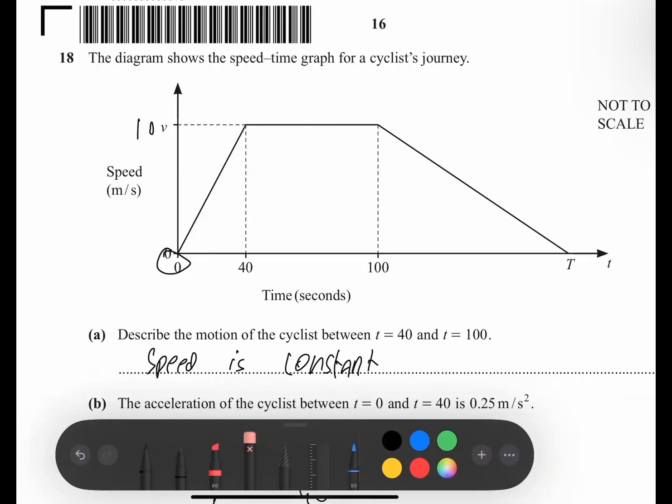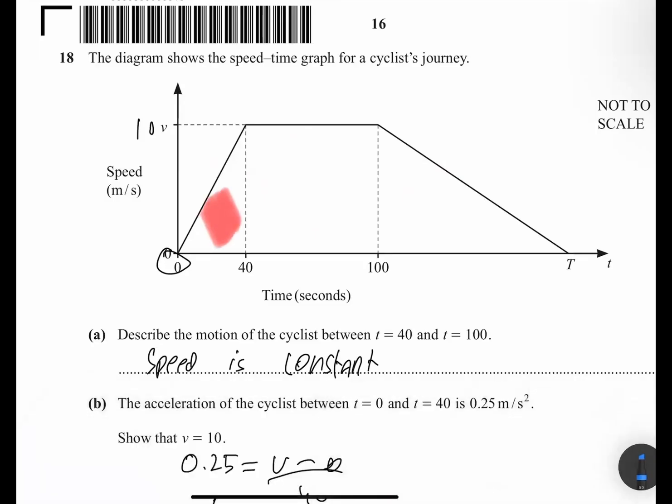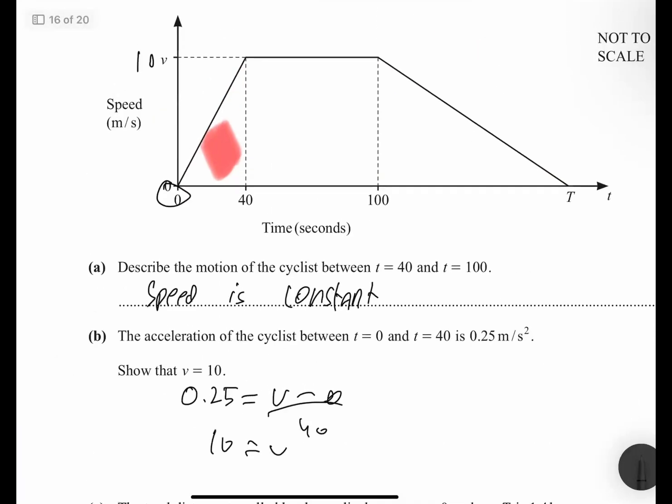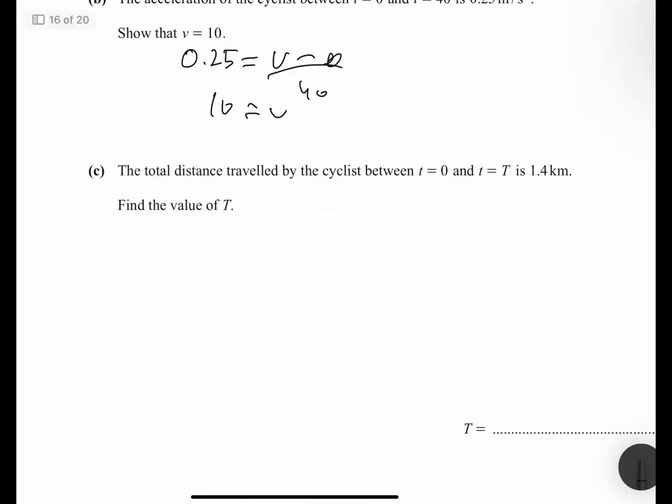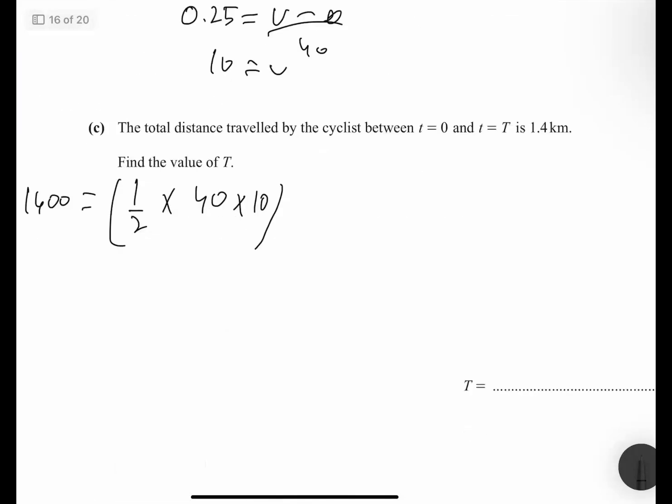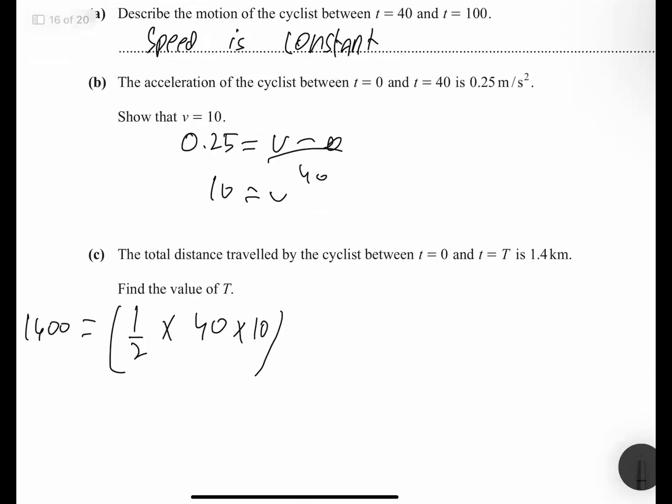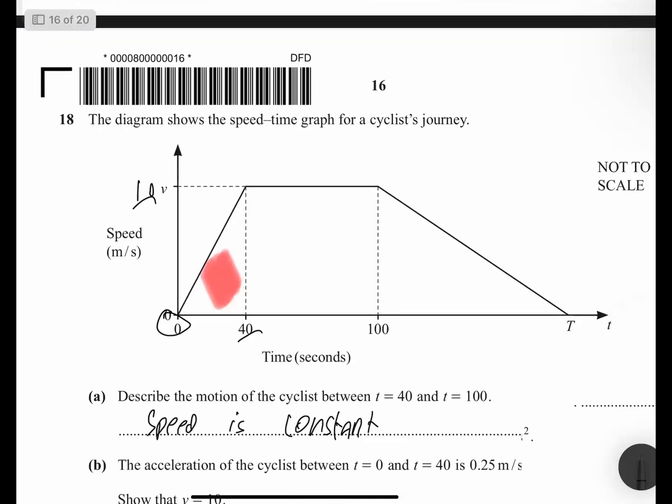For the first triangle, we're going to calculate the area on the graph. The height is 10 and the length is 40. So the area of a triangle is 1 by 2 into base, which is 40, into height, which is 10. All of this added up is 1400 meters, since it's 1.4 kilometers, but the values we're using are in meters, so we convert kilometers into meters. 1 kilometer has 1000 meters in it, so we multiply 1.4 kilometers by 1000 to get the answer.